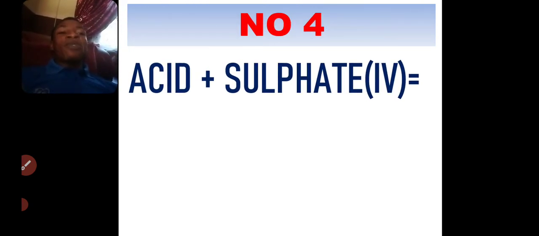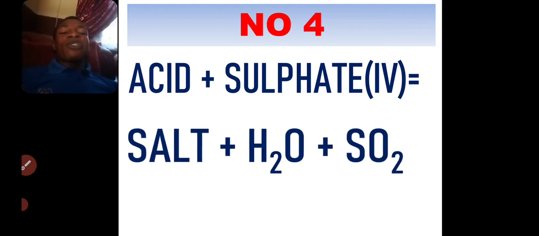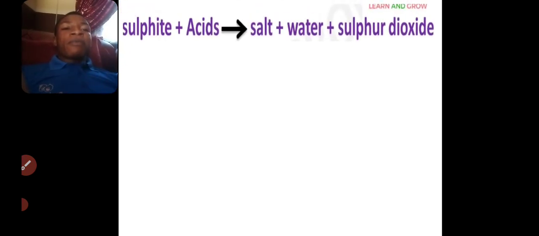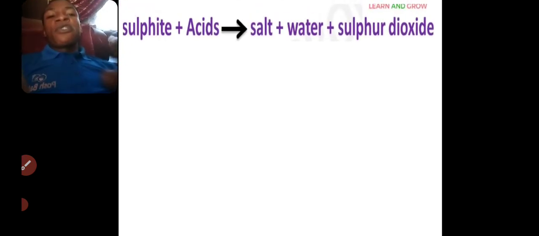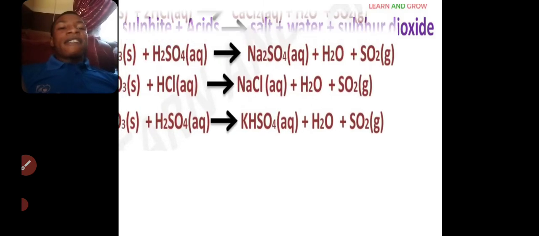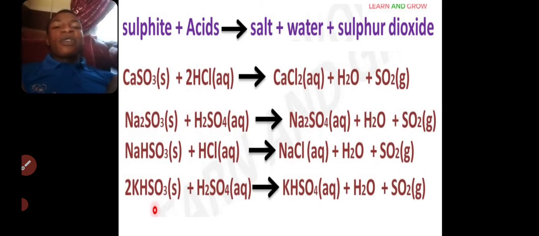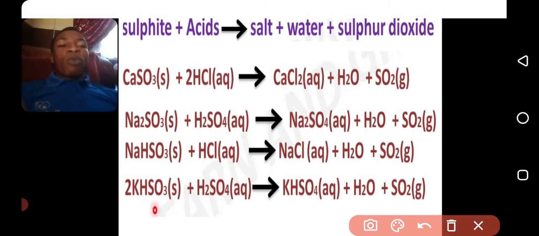Number 4, reactions of an acid. Acid reacts with sulphate(IV) to give us salt plus water and SO2. It's typical of the reaction that we have had before now. Another word for sulphate(IV) is sulphite. So you can see equations here. Also, take note of this.